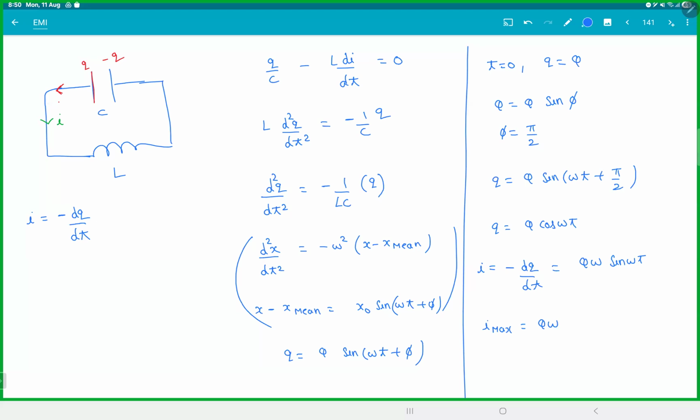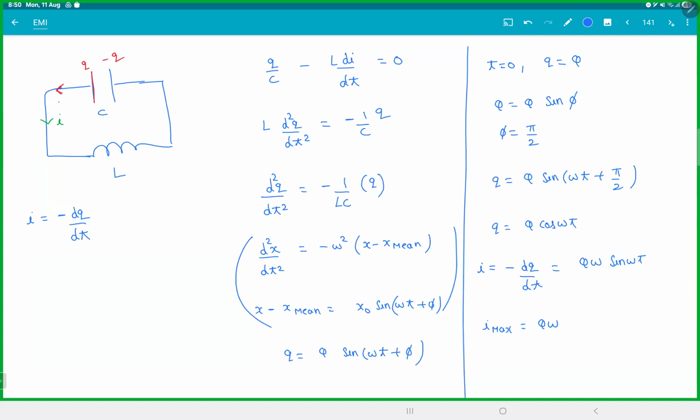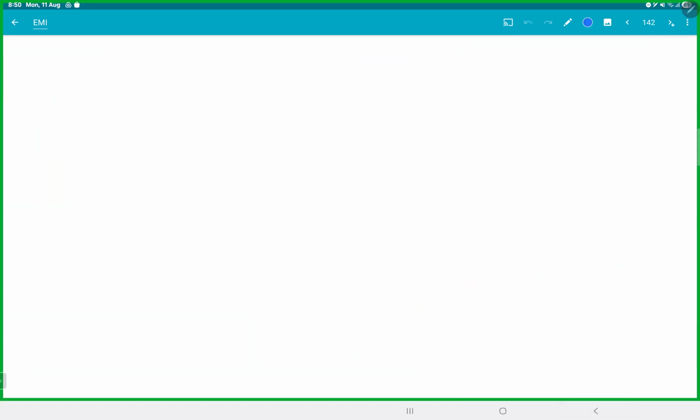There is another easy way to get the maximum current. You can conserve energy. The total energy in the capacitor, energy is conserved here. So basically, this would be an SHM. That's the reason we call it LC oscillations. It's oscillating between the electric field and the magnetic field. So you can compare this. Look at the picture, how it looks. So this is the scenario at t equal to 0.